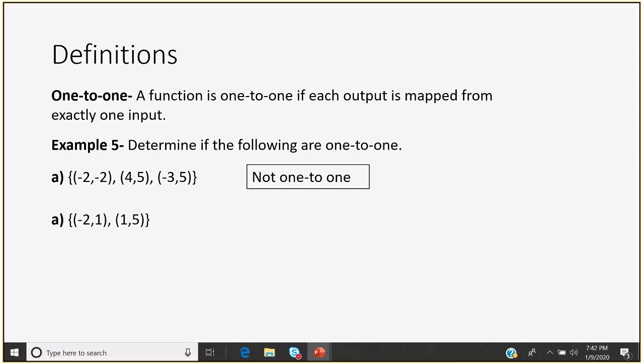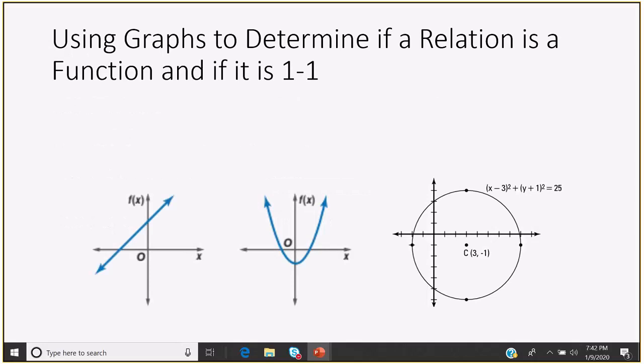Where in this case, okay, I have -2 being mapped to 1, I have 1 being mapped to 5, and so every one of my outputs only has a single input, so we're good to go. That is one-to-one. I don't know why I'm missing my hyphens there.